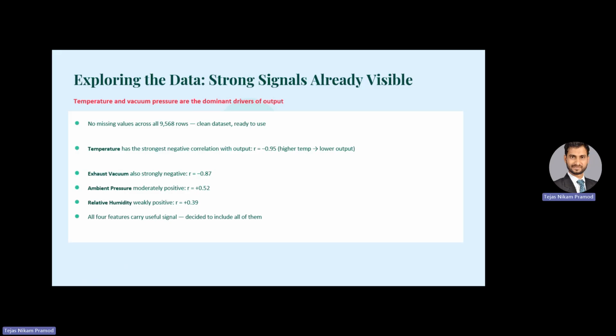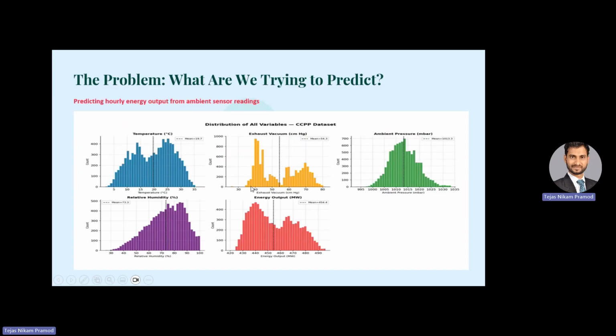And sorry, we can also see I've put a bar graph of all the variables here and the output. I can see the mean that I've plotted here, for all the input variables and the output variable, which is energy output.